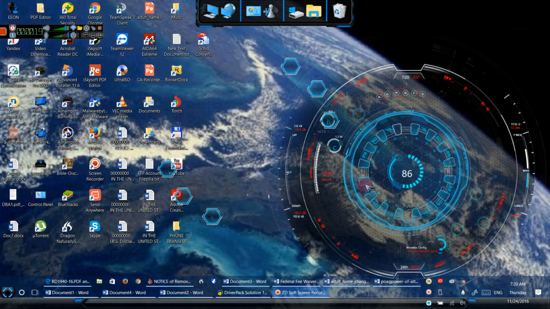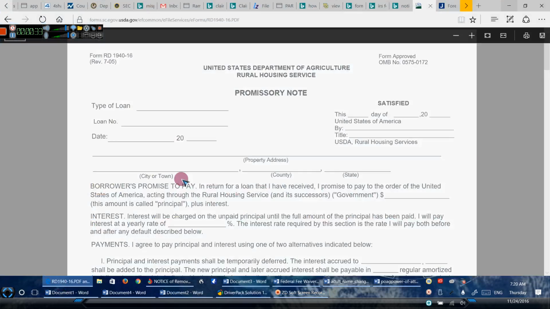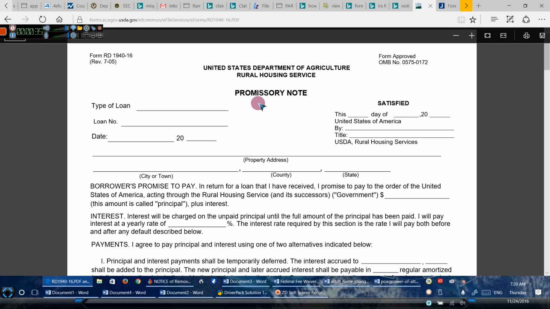I've been telling people about doing notices of removal to federal district court when you are in a foreclosure proceeding. And I've been telling you that in order to do a notice of removal, you have to go online. Let's go there, please. Now, in my research this morning, this is what I pulled up. This is the United States Department of Agriculture Rural Development Form number 1940-16.